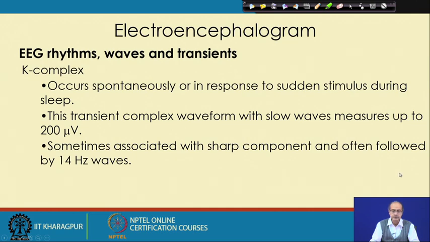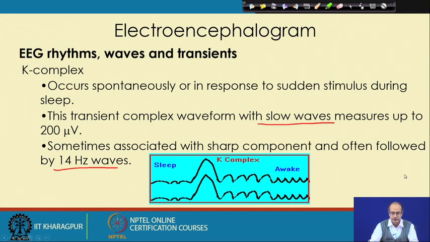So, for the EEG rhythms, first we will look at the K complex. This K complex occurs spontaneously in response to a sudden stimulus or during sleep. The magnitude of the signal is 200 microvolt, so compared to the EEG signal it has good magnitude, and this wave is a slow wave. Okay. The evolution is very slow, and sometimes it is associated with a sharp component, and after that we get a 14 Hertz wave. Okay. That is the peculiarity of the K wave.